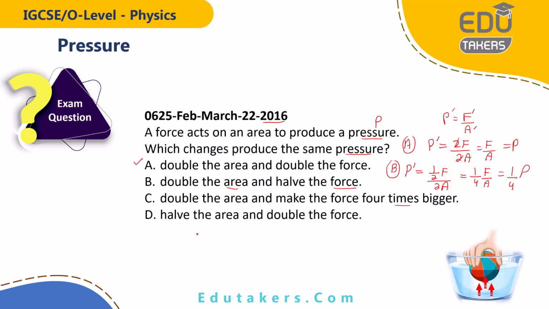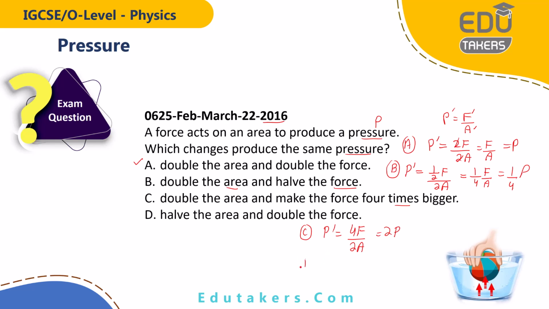In C, double the area and make the force 4 times. Let's see option C. Here the new pressure is, force is 4 times, so there is 4F divided by the area, which is double, 2A. When you solve this, it comes to be 2P. So in this case, the pressure becomes double.